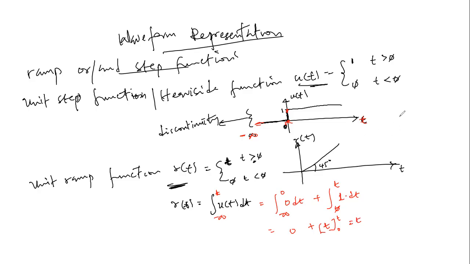Now, since u of t is the same as 1, then r of t, which is the same as t, is the same as t times 1, which is the same as t u of t. So this is a very interesting relationship that we are going to be using shortly.